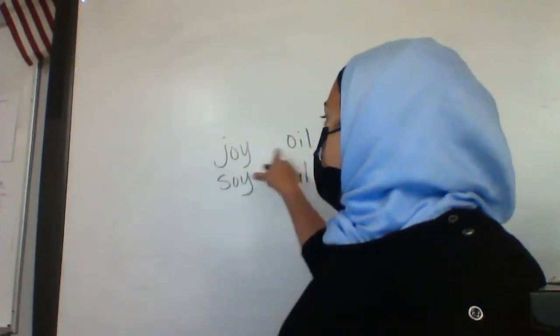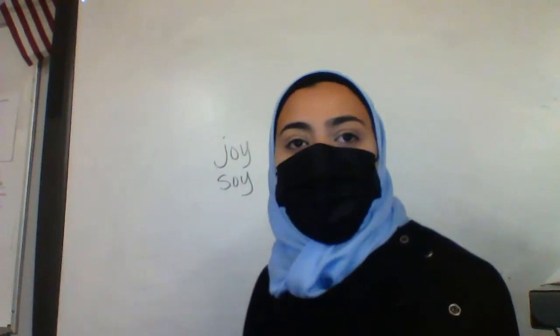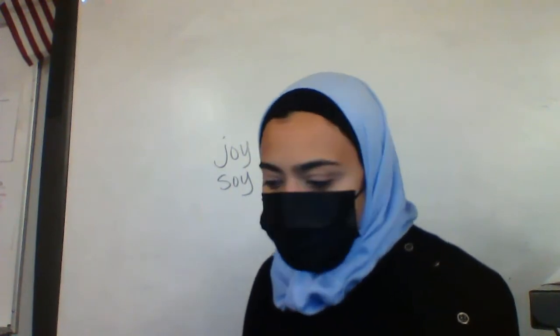We have joy, soy, oil, soil. All right. What letters are making the oy sound here, class? O-I and O-Y. That's right. O-I and O-Y are both making the oy sound. What are these sounds called? Diphthongs. Good job! They're called diphthongs.